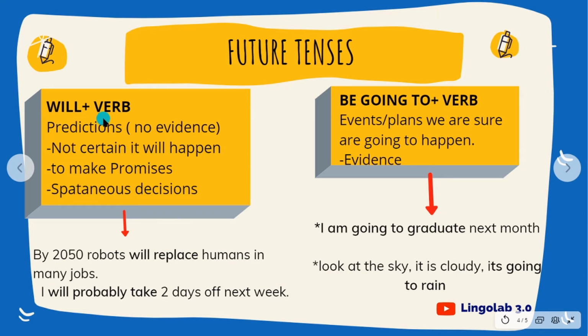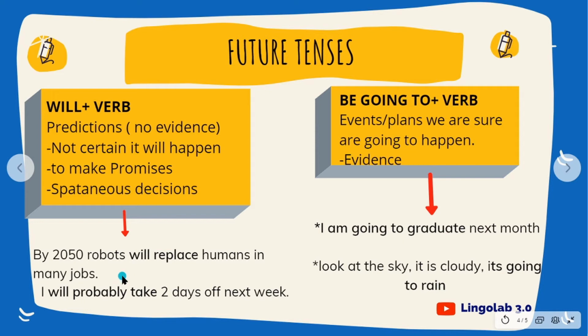Also, we use will plus verb to make promises. Very important here: to make promises and to make spontaneous decisions. Let's check our two examples. Here, by 2050, robots will replace humans in many jobs.